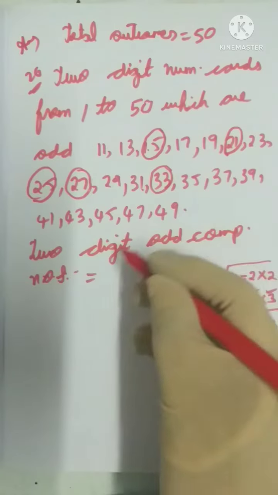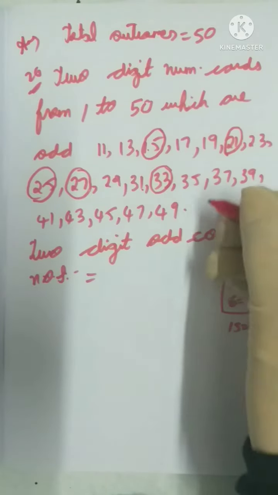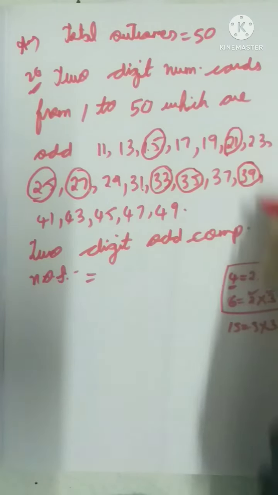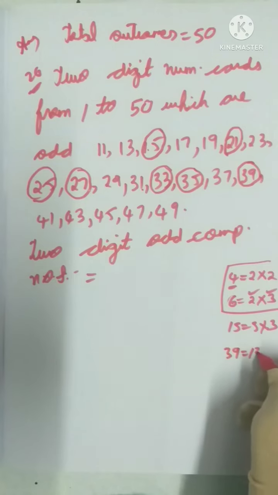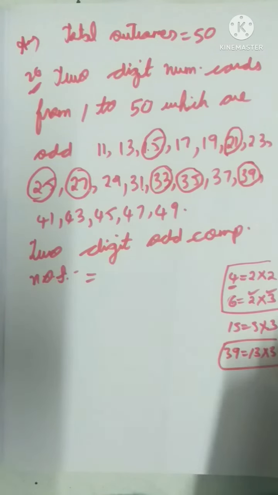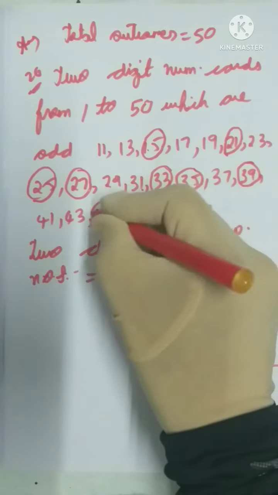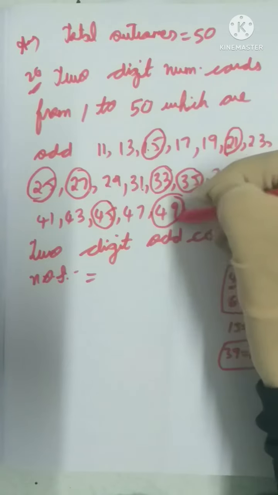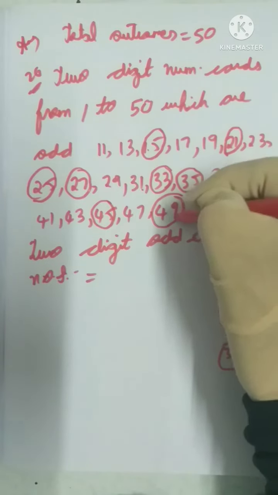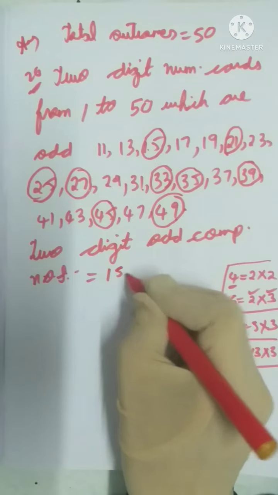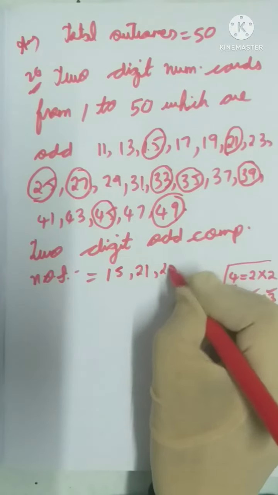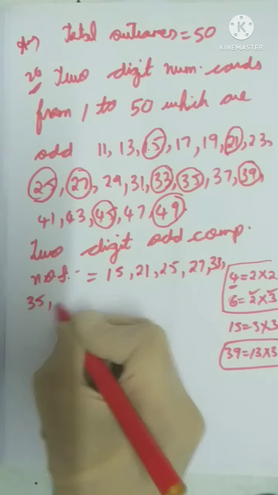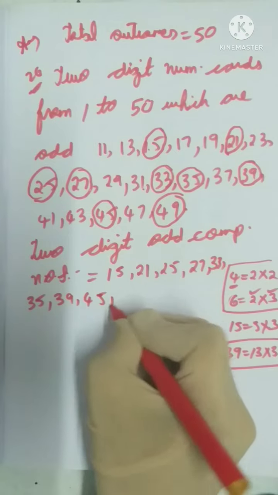Okay, so we have 35, then 39. Why will 39 come? Because we know that 13 threes are 39. So 39 also has more than 2 factors. Next 45. Then 49 can be written as 7 sevens are 49. The cards are only till 50, so the 2-digit odd numbers which are composite are till 49. So we'll write that here: 15, 21, 25, 27, 33, 35, 39, 45, 49.